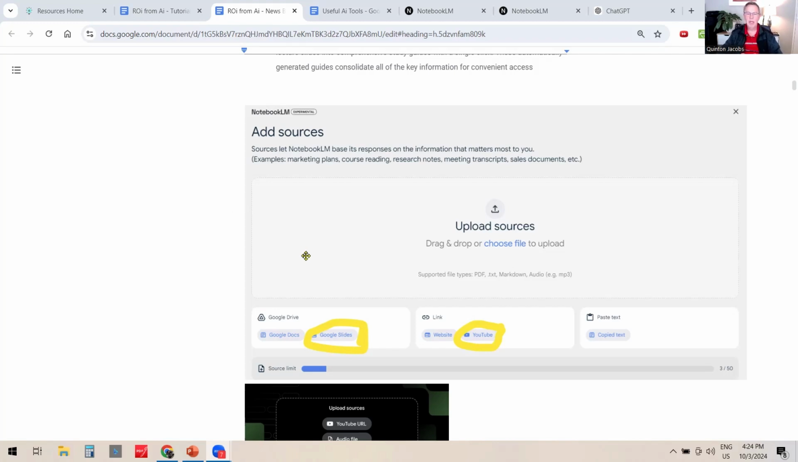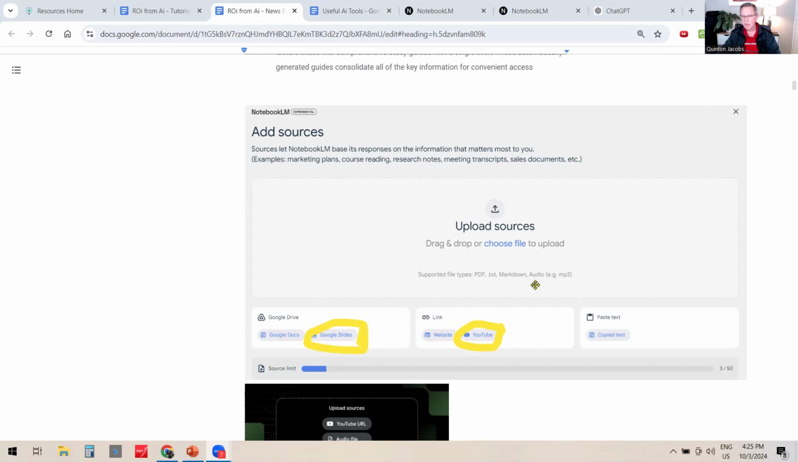So what NotebookLM has done in the last week or so, you can now add not just Google Docs, but you can add Google Slides. So your fancy presentations that you've done can now become a source as well. Plus, you can add YouTube videos, which I think is super exciting. If you think about how much information there is on YouTube, you can learn anything on YouTube, and it's like a university as well.